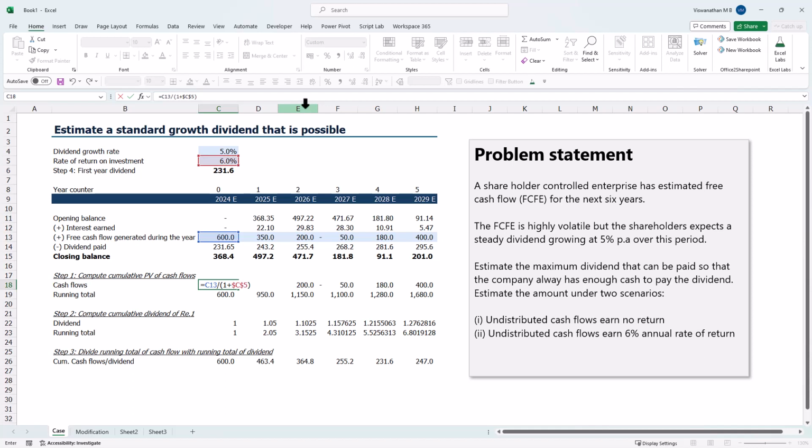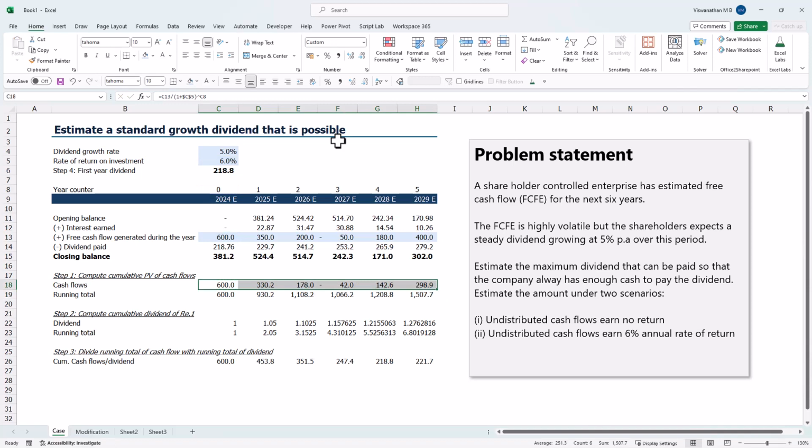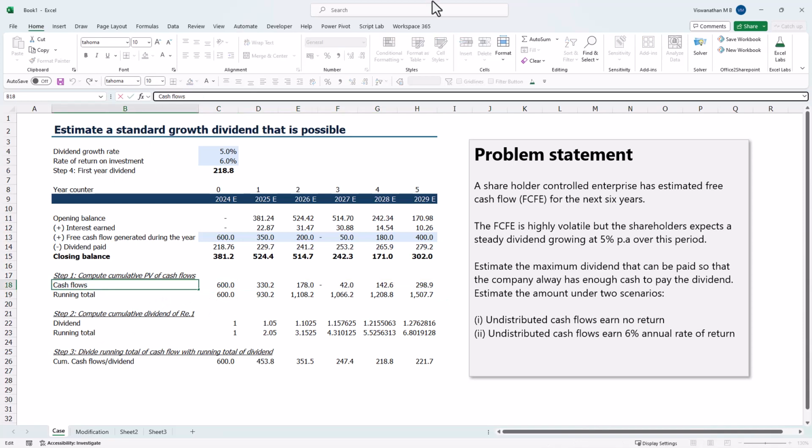Now, in our case, the cash is being earned at the end of 2024. So in 2024, I have no time to invest this. So that's time 0 for me. So raise it to the power of the year counter, which I'm starting at 0. Let me copy and paste this. So the running total we've got here is the running total of not cash flows, but present value of the cash flows.